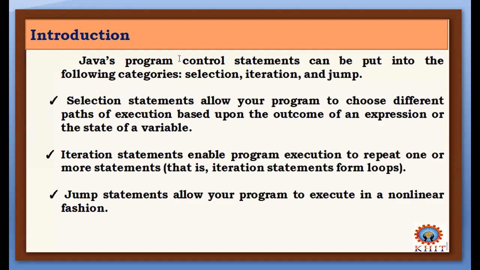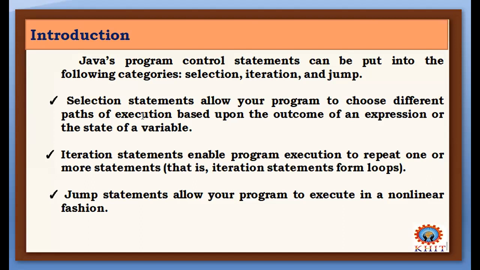So see here, Java programs control statements can be put into the following categories: selection, iteration, and jump. Selection statements allow your program to choose different paths of execution based upon the outcome of an expression. So you need to select between two ways, right and wrong, yes or no, true or false. You need to execute some set of statements when your expression becomes true. And then if the expression becomes false, then you need to follow some different set of statements. So like that, we have selection statements.